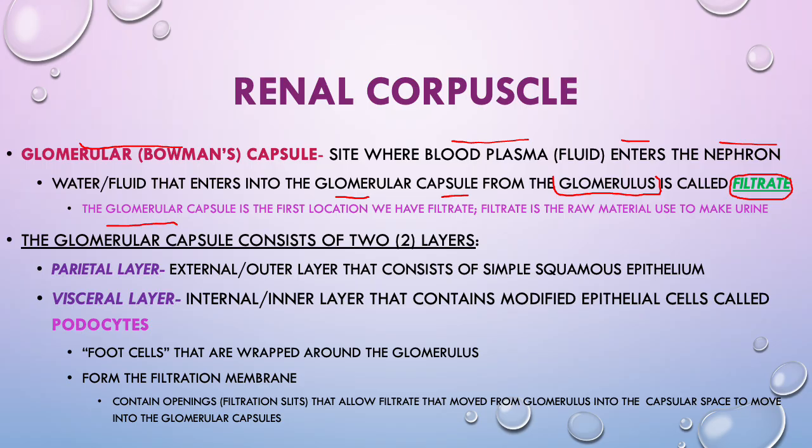So in the glomerular capsule is the location where we have, for the first time, filtrate. This is the raw material that we're going to use to make urine. So this is what we're going to use to cook urine, okay?